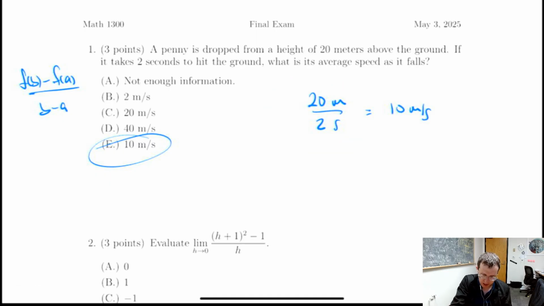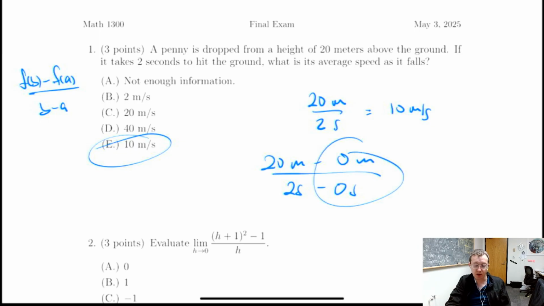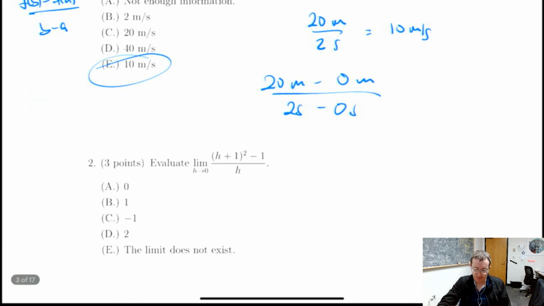If you want to write it out with this formula, you would say it starts at a position that you're calling 0 at time 0, and then 2 seconds later it's at position 20. Okay.